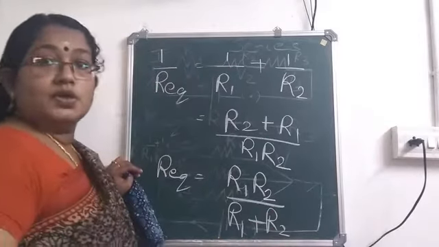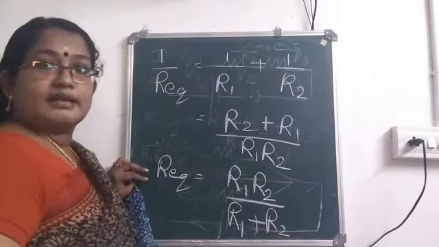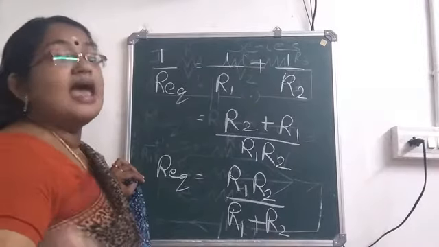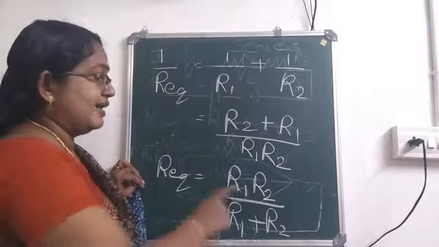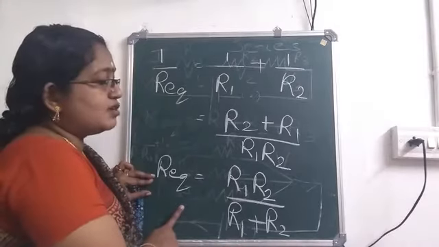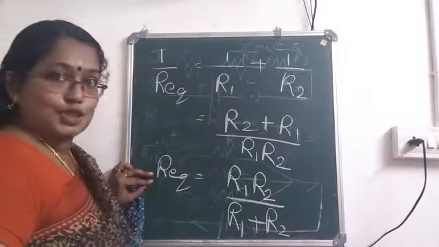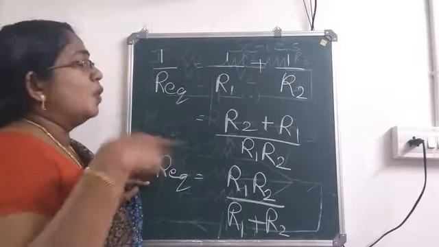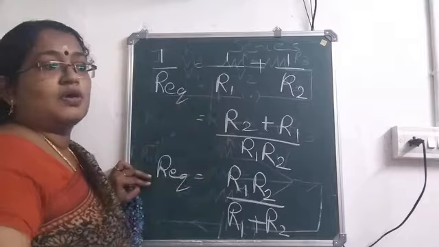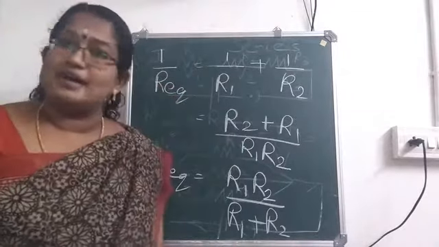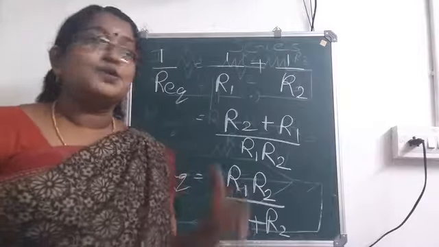Okay. So this we can use directly in order to solve the numericals. If only two resistors are there and if they are connected in parallel, in order to get the equivalent resistance, use the equation R1 R2 by R1 plus R2. What happens is, in general, when we solve for parallel circuit, we will do the entire thing for 1 by R equivalent. But we will forget to get R equivalent.